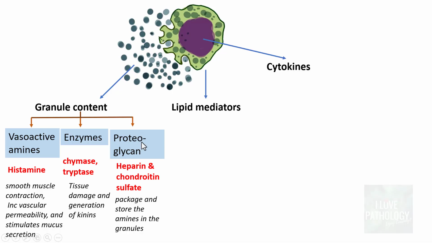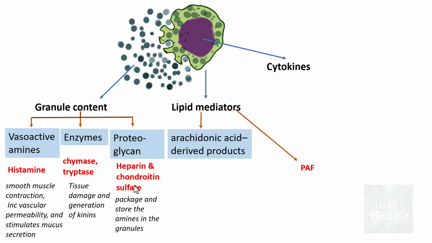What are the proteoglycans? These are heparin and chondroitin sulfate. They are the ones which actually package and store the amines, the histamines, in the granules. Now, what are these lipid mediators? Lipid mediators are the arachidonic acid mediators from the plasma membrane, and they also include platelet activating factor. The role of platelet activating factor in immediate hypersensitivity reaction is not much, so we will not discuss that.